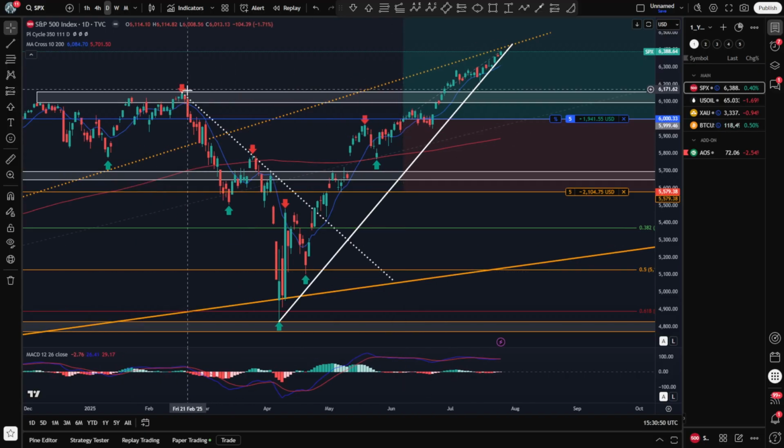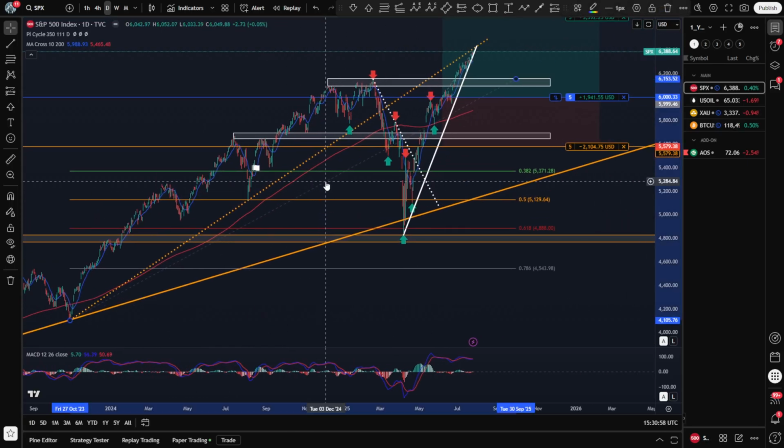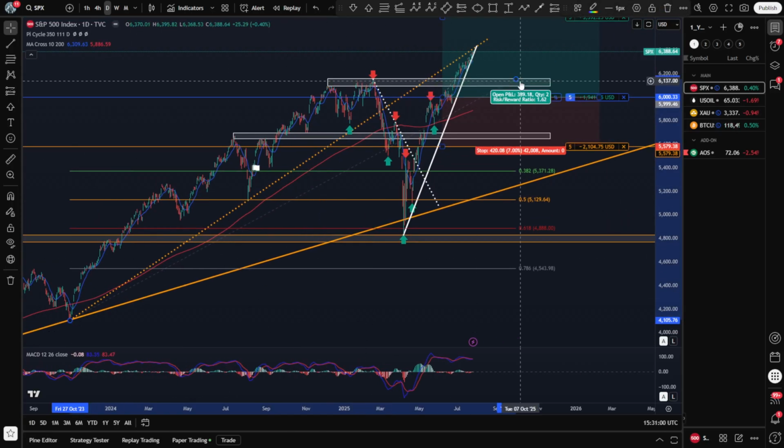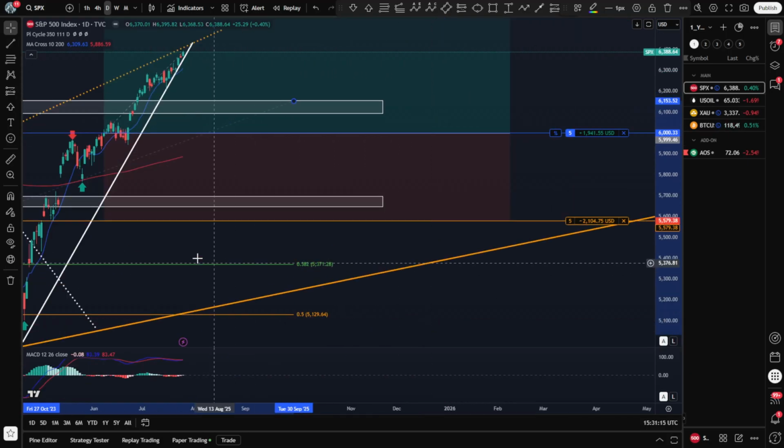Here you can see we had this ABC correction to the downside, marking the low here. Also, if you would have used the Fibonacci retracement level from the low of the movement to the high of the movement, you get the Fibonacci lines, and 0.618 Fibonacci is an important one, and here price stopped and rose from there on.